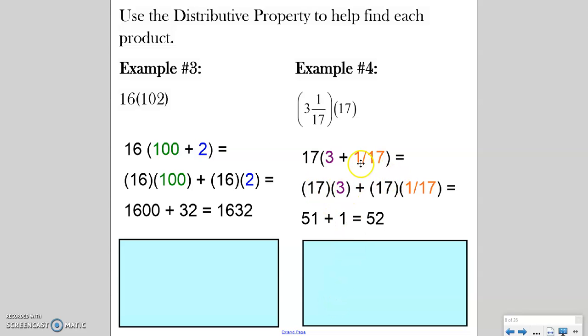This is easier than trying to put it into a calculator. You can do that, but if I want you to do it this way, without a calculator, then this is how you would do it. Basically breaking up the numbers and then applying the distributive property.